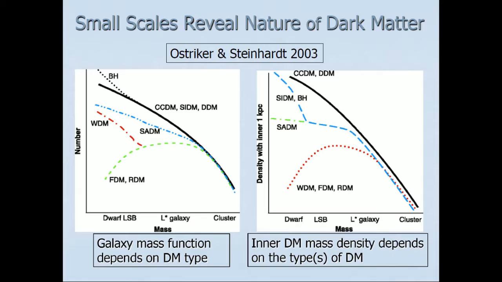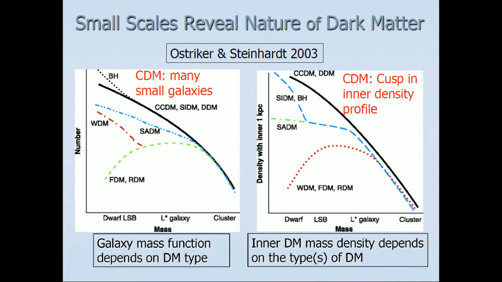CCDM is cold collisionless dark matter. The prediction, I'm sure most of you know, is lots of structure on small scales if you have collisionless dark matter. Warm dark matter and self-annihilating dark matter, very sad, also suppress structure on small scales. But cold dark matter has lots of structure on small scales: many small galaxies, many small dark halos as well, and it predicts a cusp in the inner density profile, which is why it's interesting that the observations for the dwarf galaxies suggest there's a core. But again, the physics of dark matter starts to become apparent here.